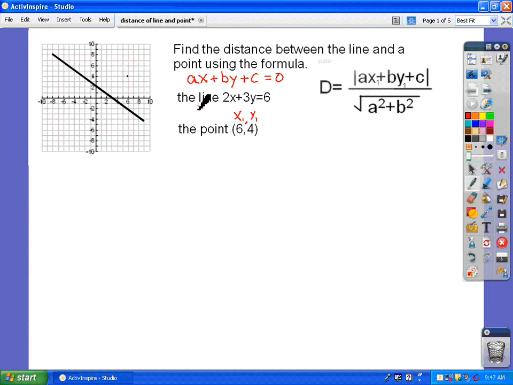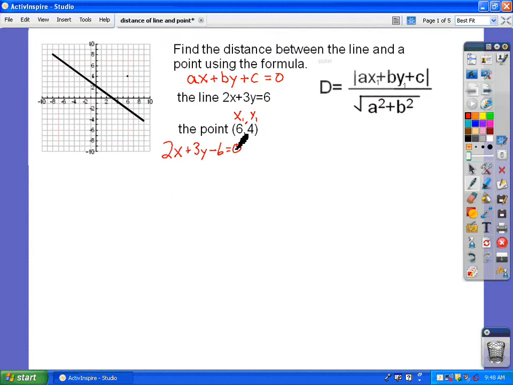Take a look at the equation for the line right here and what's wrong with it as it relates to the formula that we have right here. I need AX plus BY plus C equals 0. What does this equation say it equals? It says equals 6. So what we need to do is bring the 6 over to this side. Now, how do you move a number from one side of an equation to another? We add or subtract, right? In this case, the 6 is positive, and the opposite of that would be negative. So the new equation that we've got here is going to be 2x plus 3y minus 6 equals 0.